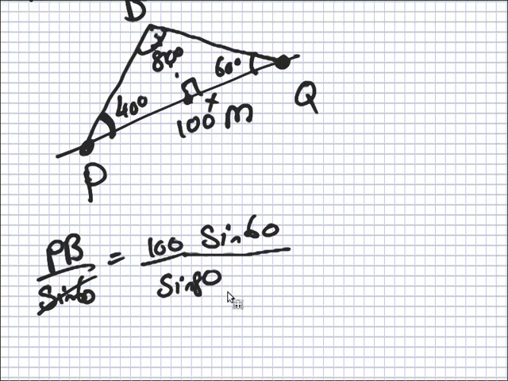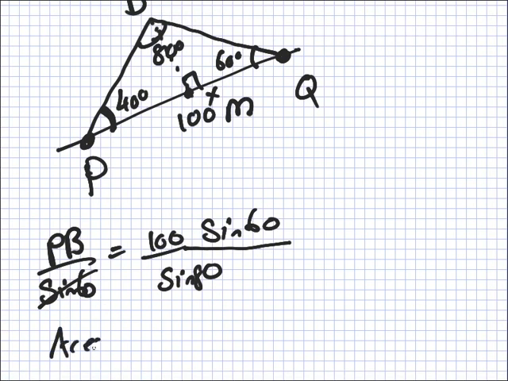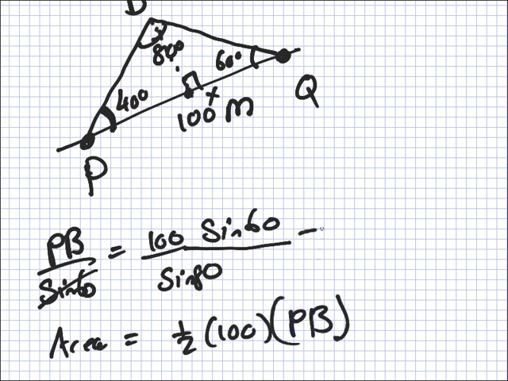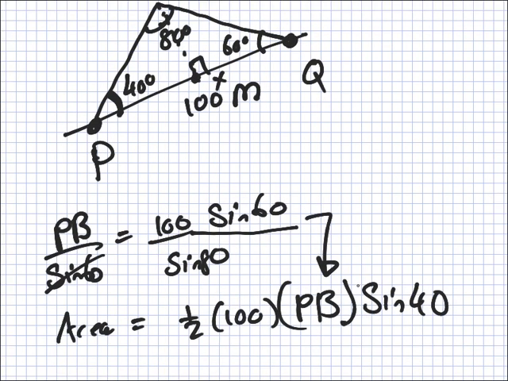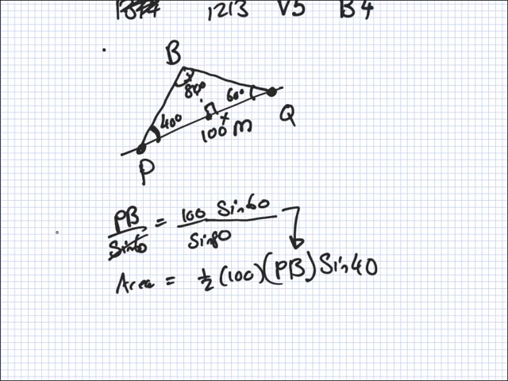Right, what's the next part? What's the area of the triangle PBQ? Okay, so the area is a half, 100 times PB, which we've just worked out, times sine 40. So that's fine.